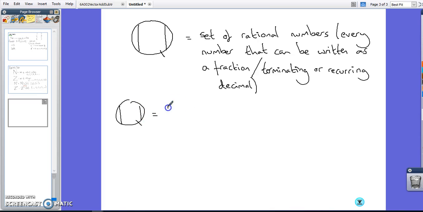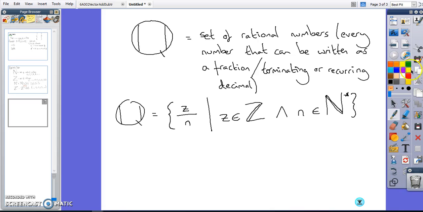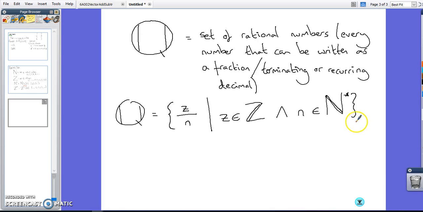is equal to the set of all numbers z over n such that z is in Z and n is in N star. Now let's take a moment to have a look at this a little more closely. So we have our set brackets, so we know Q is a set. And it's a set of all of these fractions.